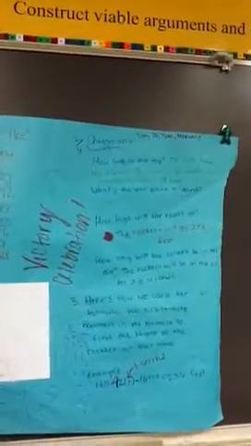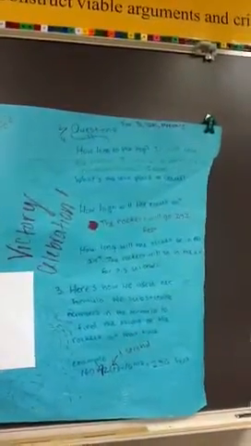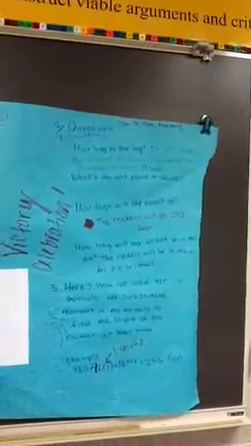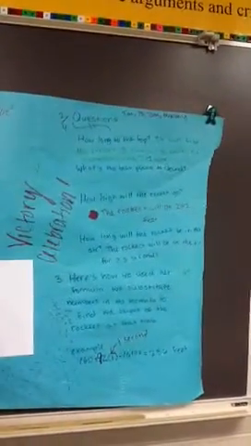As you can see here are the questions. How long to the top? It will take the rocket 3 seconds to reach the maximum height of 292 feet. What's the best place to stand? We didn't answer that one. How high will the rocket go? The rocket will go 292 feet. And how long will the rocket be in the air? The rocket will be in the air for 7.3 seconds.